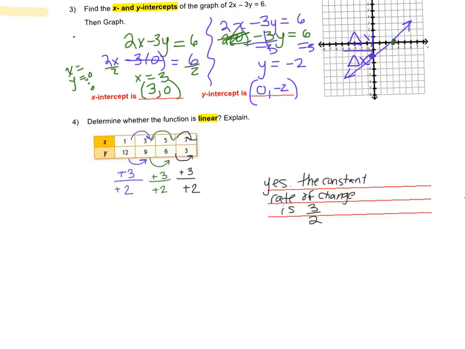Do you simplify the slope? Yes, you should always simplify the slope. That's a great question. Let's say that we got 3 over 2, 6 over 4, and then we got 12 over 8. You might look at it and go, oh, it's not the constant rate of change. But when you simplify it, they all simplify to 3 over 2. So yes, it would still be constant. You also simplify this.